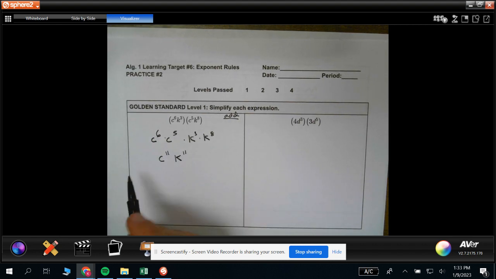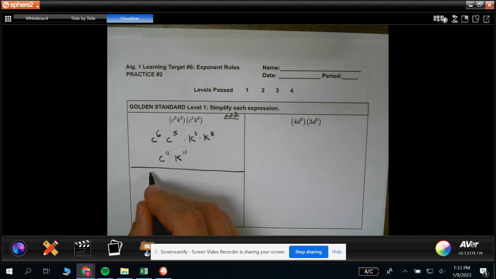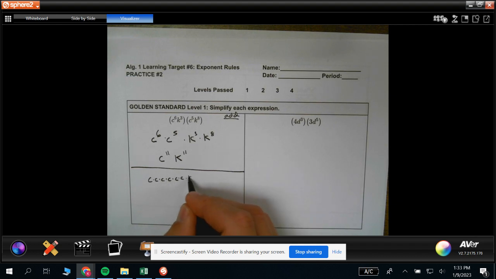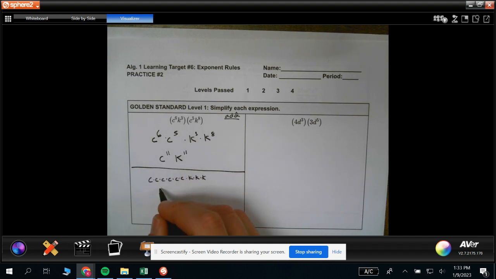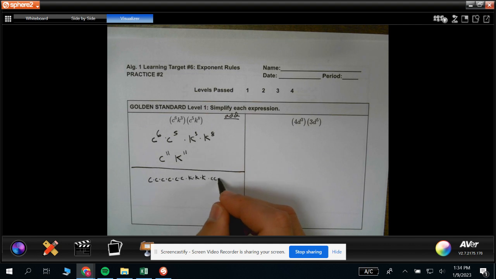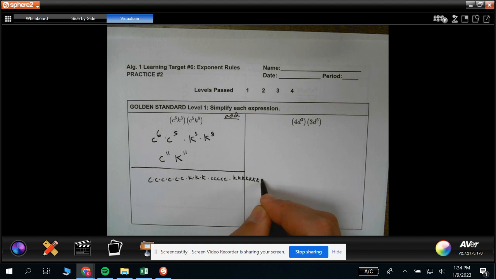Another way you could think about this is c to the 6th is like c times c times c times c times c times c. There's 6. And then there are 3 k's. The second term here, c to the 5th, k to the 8th, we've got c, c, c, c, c, and then 8 k's. 4, 5, 6, 7, 8.